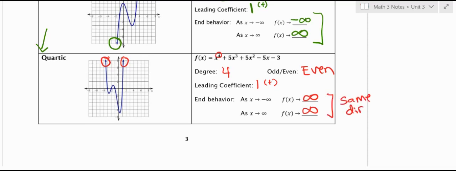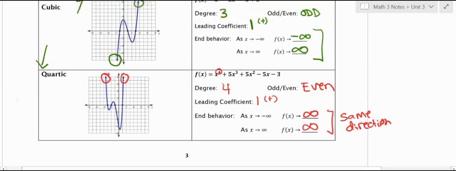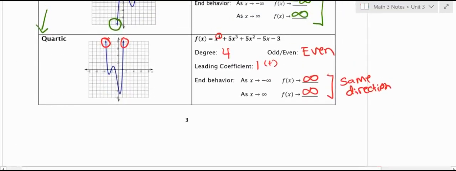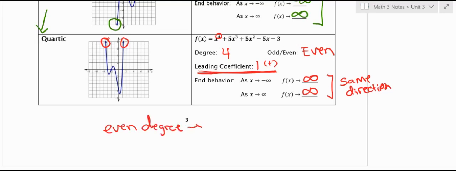And that's the same that we saw with the quadratic, right? So with quadratic, it was a degree 2, same direction. Quartic, same direction. And you can see they're both going up. And specifically because our leading coefficient is positive for both of those, right? So one thing we're going to see is when we have an even degree, the end behavior is going to go in the same direction.